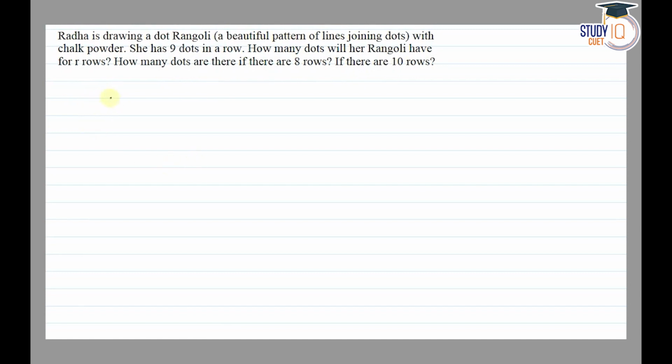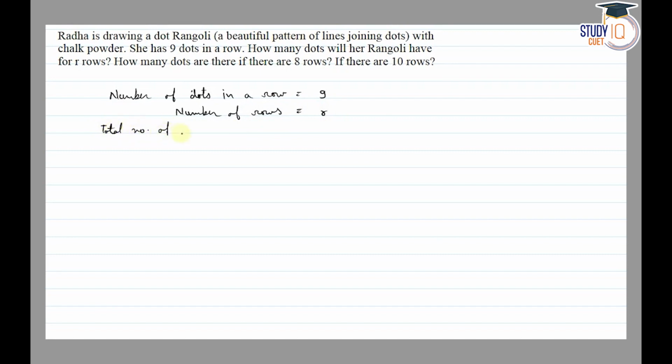So, हमें given है number of dots in a row. She has 9 dots in a row. So again 9, and number of rows हमें given है R.